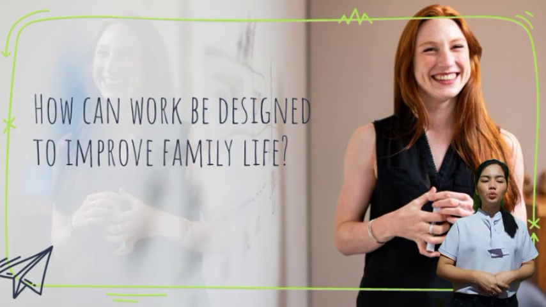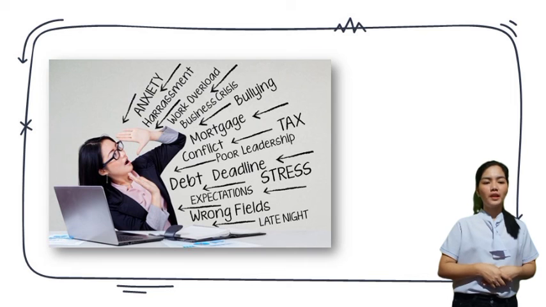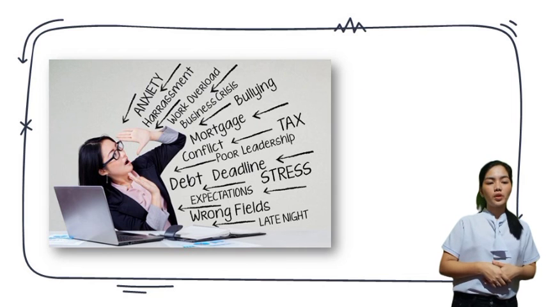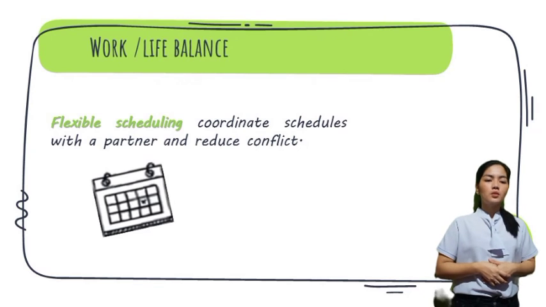How can work be designed to improve family life? As we all know, workers can experience work-to-family conflict when the stress they feel at work is carried into their family environment. So that's really a big problem. They can also feel the same conflict when stress at home carries into their work environment. Flex time and compressed work weeks were introduced to combat both types of work-family conflict. So work-life balance is very important.